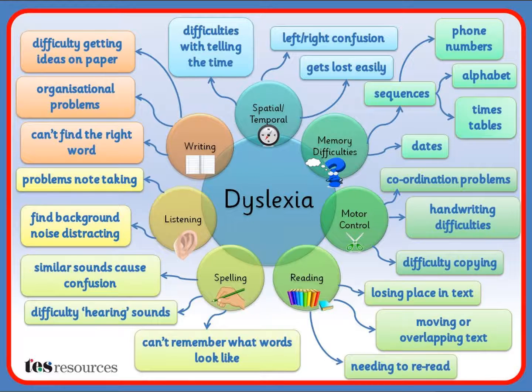Here's a graphic I found when I was conducting my research. It shows how dyslexia affects different parts of an individual, such as memory difficulties. It even has an effect on motor control, reading, spelling, listening, writing, and even spatial and temporal. So people with dyslexia could have difficulties with telling time. They could even have coordination problems or difficulty hearing sounds.